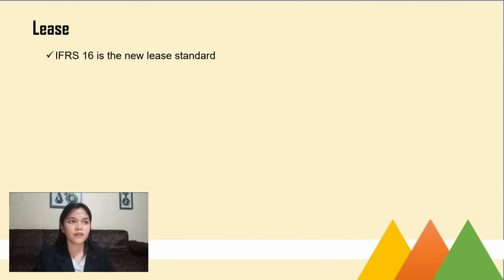Lease. IFRS 16 is the new lease standard. Kaya siya nasabi na IFRS 16 is the new lease standard kasi before, PAS 17 yung sinusunod na standard, pero nawala na siya. And ito na nga yung pumalit.